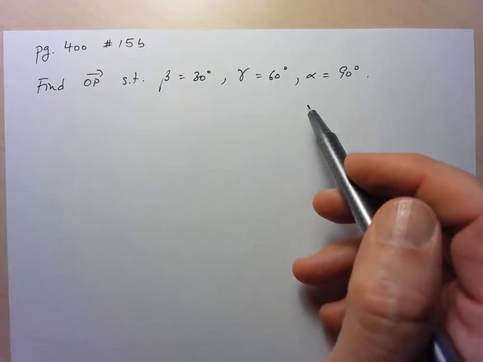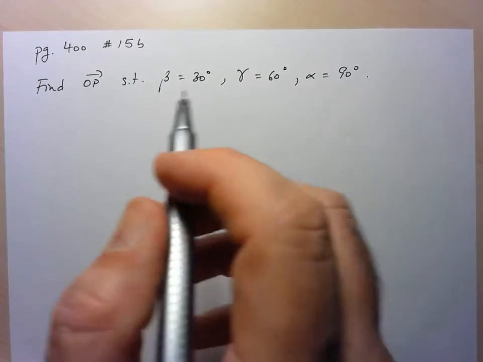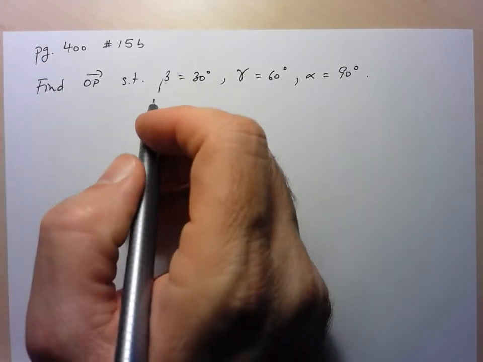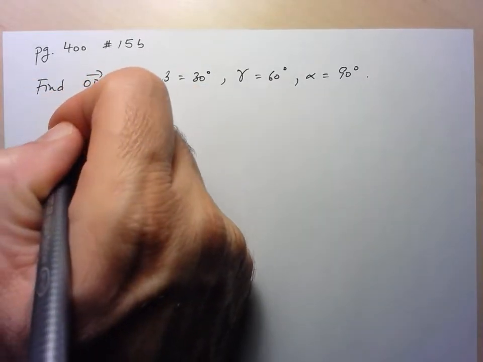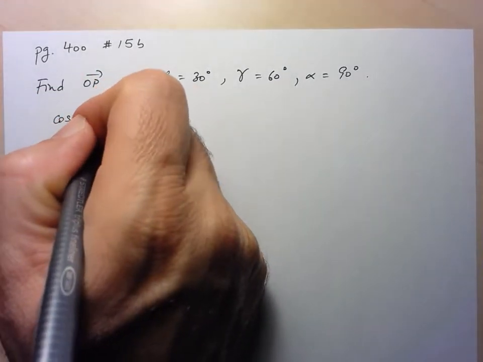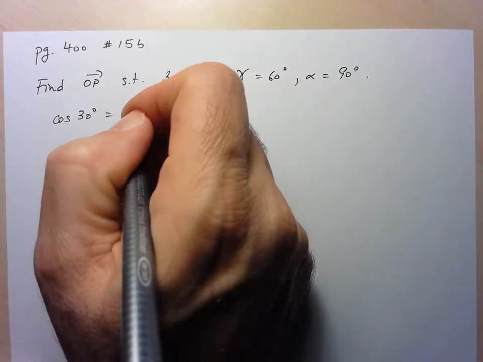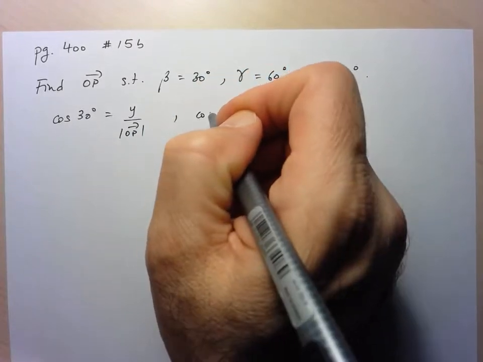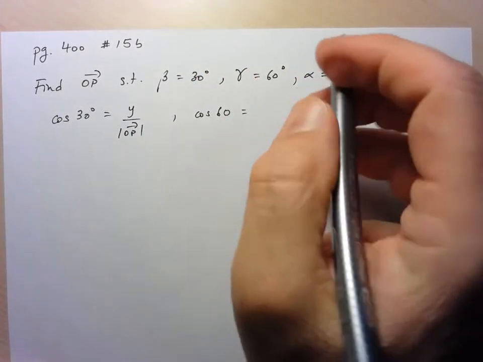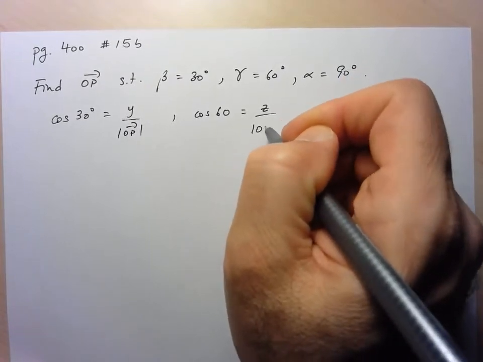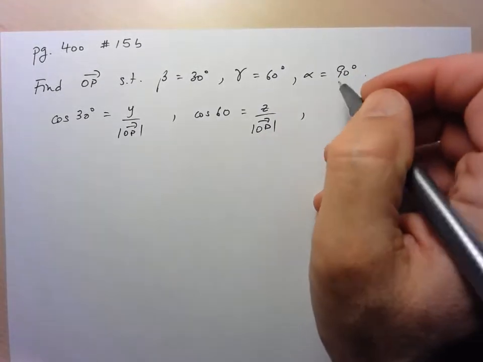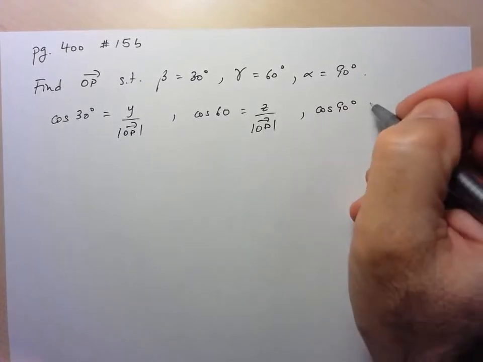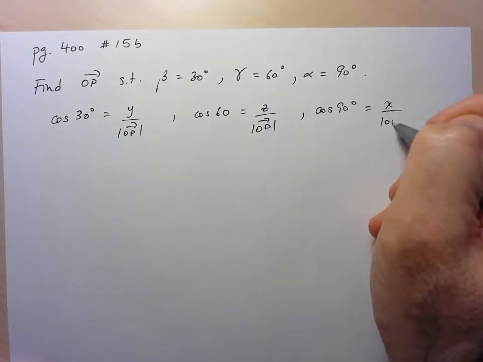So that seems to indicate that there's likely more than one answer. Okay, so since they're giving us the direction angles, let's work with those definitions of our direction angles. So here, what this tells us is that cosine of 30 degrees, because that's beta, is going to be equal to the y component of this vector over its magnitude. Cosine of 60, because that's gamma, is going to be equal to z over the magnitude of the vector. And here alpha, so that's to the x-axis, so cos of 90 degrees is going to be equal to the x component over the magnitude of the vector.